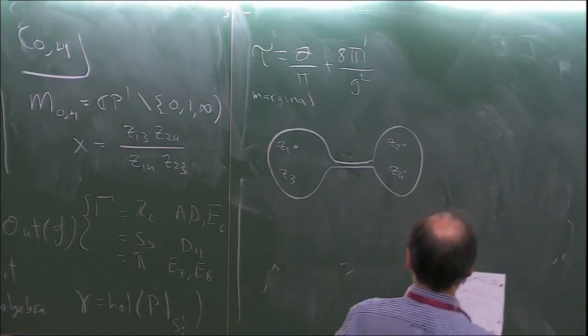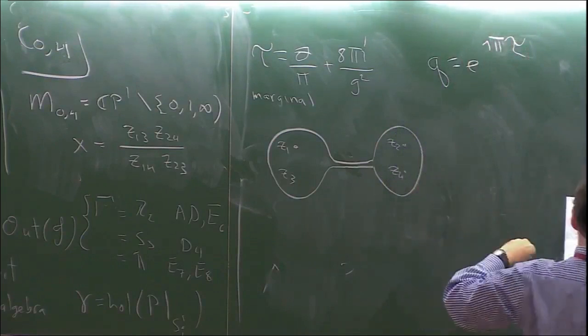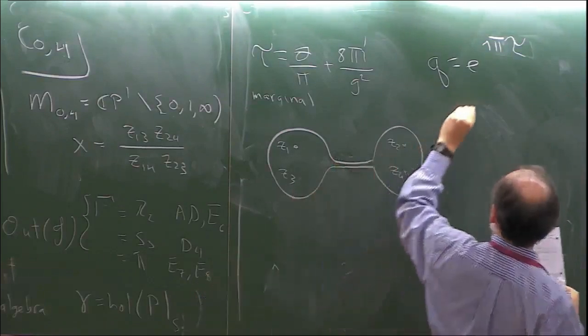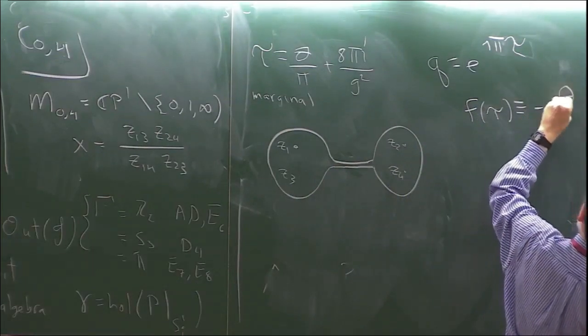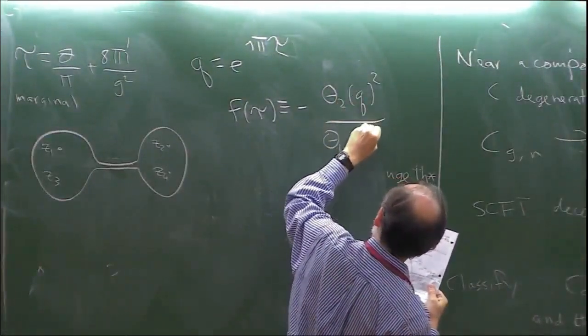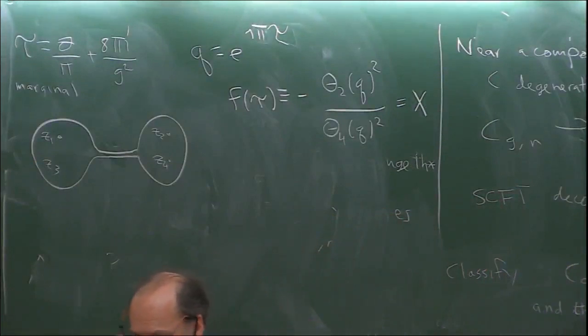And if I call q equal e to the i pi tau, this is the formula. So let me write f of tau, this is a definition, as minus a ratio of 4th powers of theta functions. I claim that's just the cross ratio x. Okay, so what I wanted to do here was relate the gauge theory description to the moduli space of punctured Riemann surfaces description. And here I've told you what the relationship is.